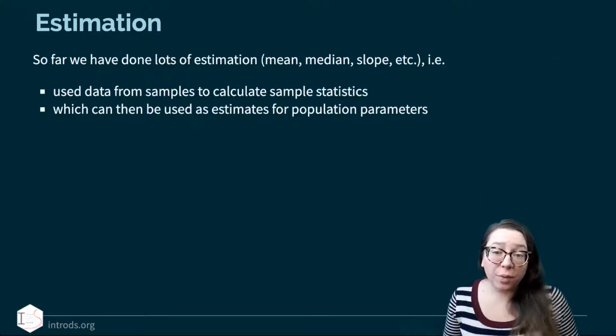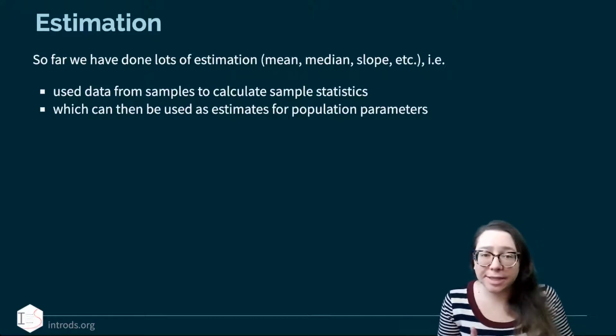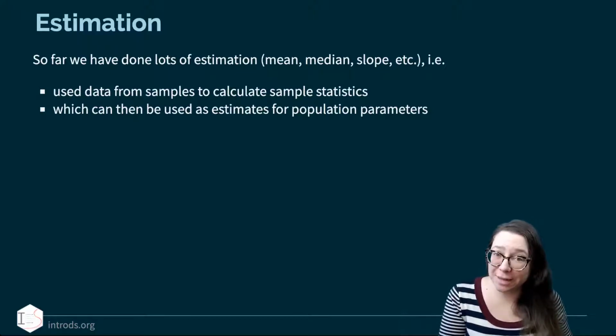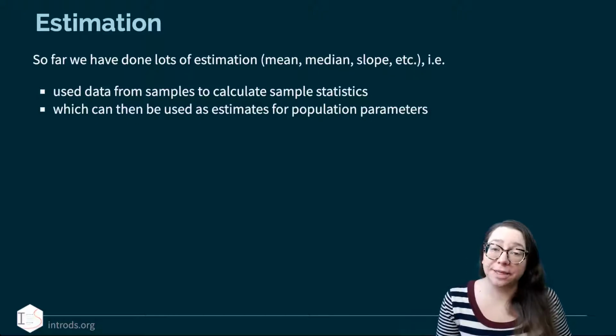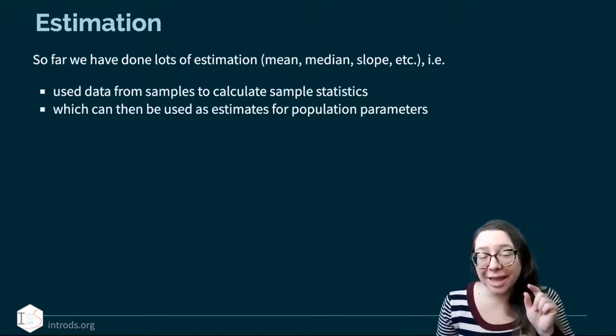So far we've done lots and lots of estimation. We calculated sample mean, sample median, sample slopes, and we used these data from samples to calculate sample statistics, which can then be used as estimates for population parameters. So I'm actually not that interested in just these 50 students from Elmhurst College.